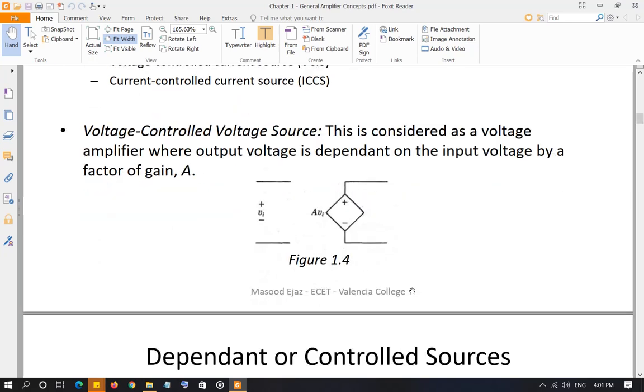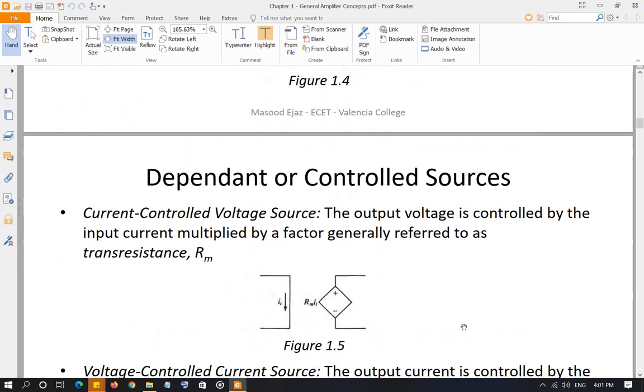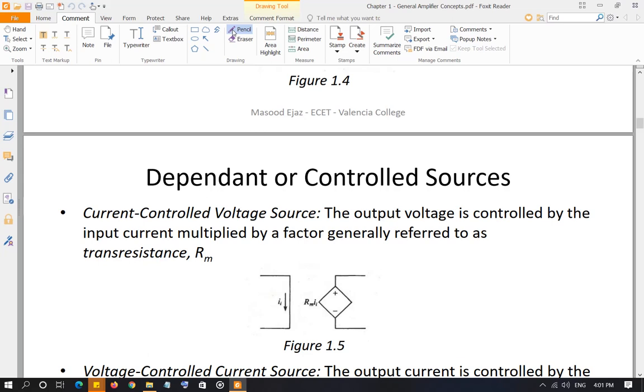If you go next, you have the current controlled voltage source. Similar concept: you have a voltage source, and the voltage of that source is being controlled by the current that is flowing through the input terminals, or per se anywhere in the circuit. It does not really matter, right?